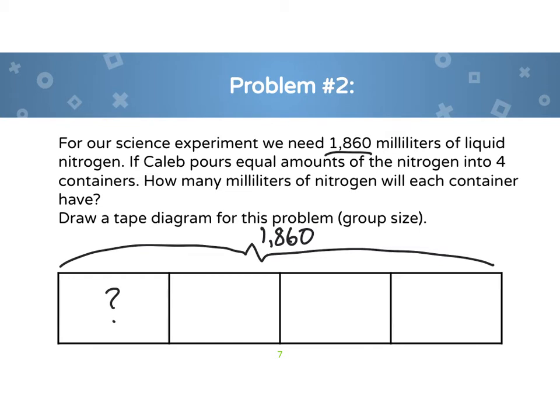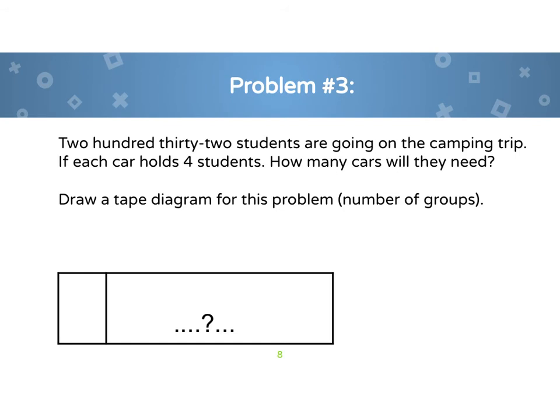So my equation would be 1,860 divided by 4, and then my answer sentence would be blank milliliters of nitrogen will go in each container so that they have equal amounts. Okay?